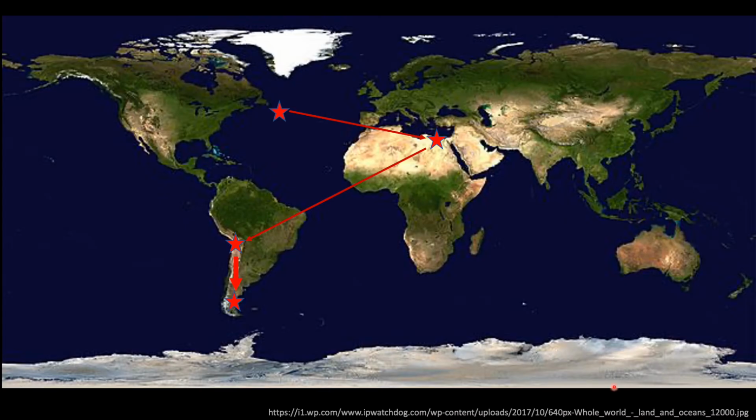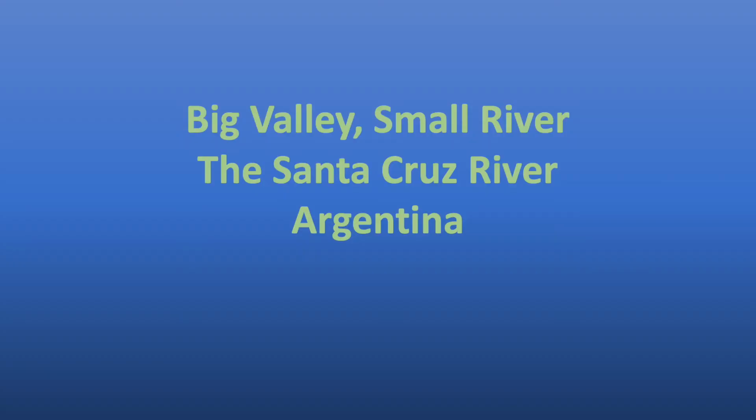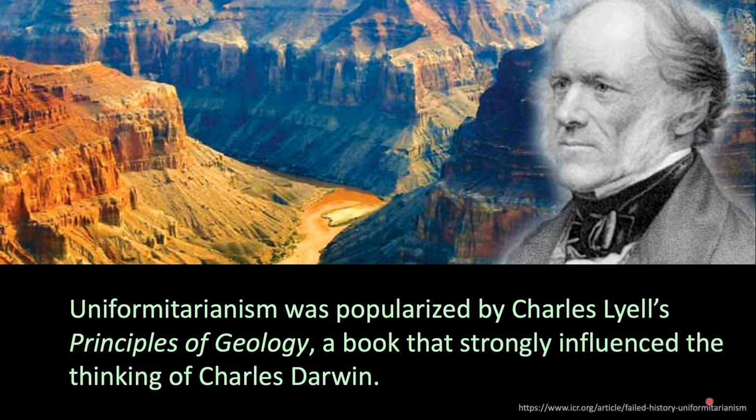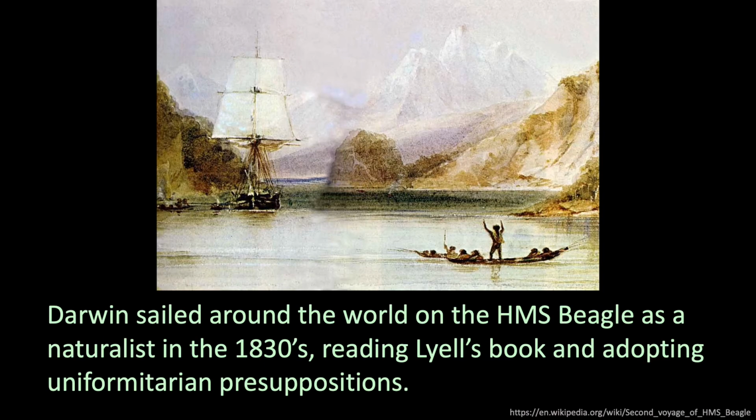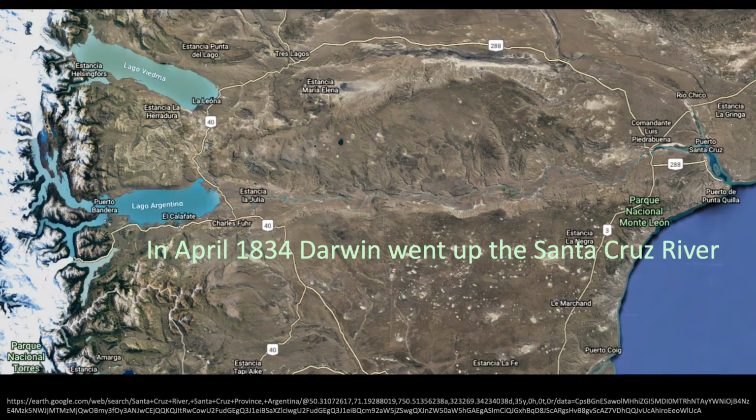Okay, let's go down to the tip of South America and Argentina. There we find the Santa Cruz River is in a big valley, but by comparison, the river is very small. Charles Darwin read Charles Lyell's book, Principles of Geology, and it promoted uniformitarianism, which strongly influenced the thinking of Charles Darwin. He sailed around the world in the 1830s, reading Lyell's book and adopting uniformitarian presuppositions. In 1834, Darwin went up the Santa Cruz River thinking about the erosion of the river in uniformitarian terms.